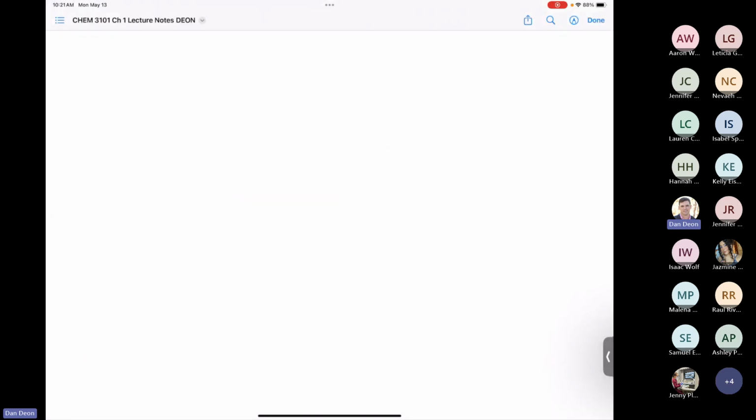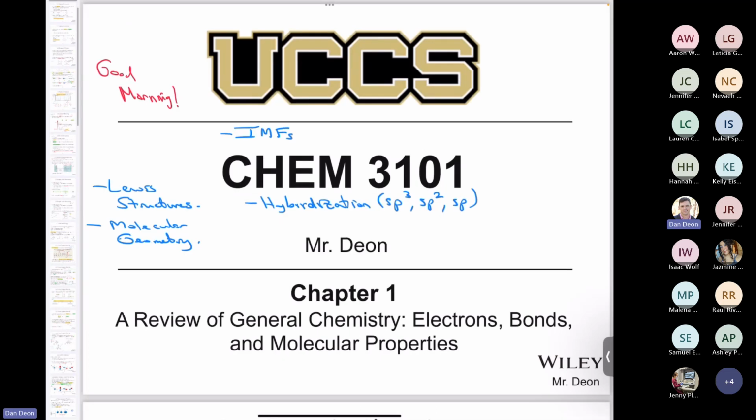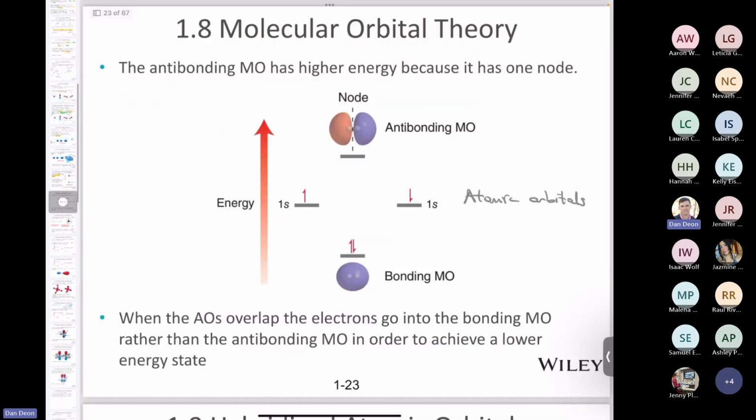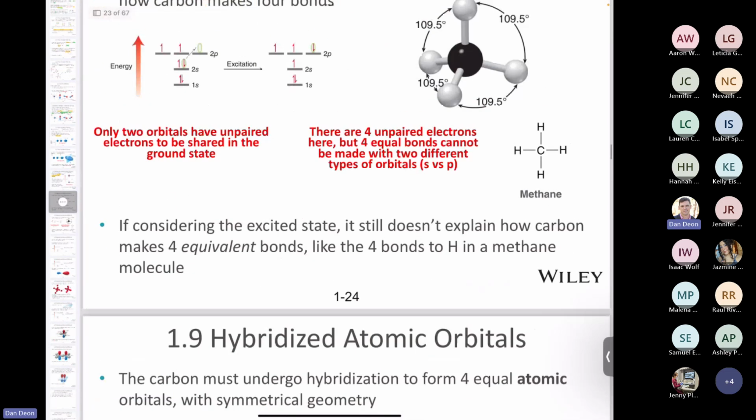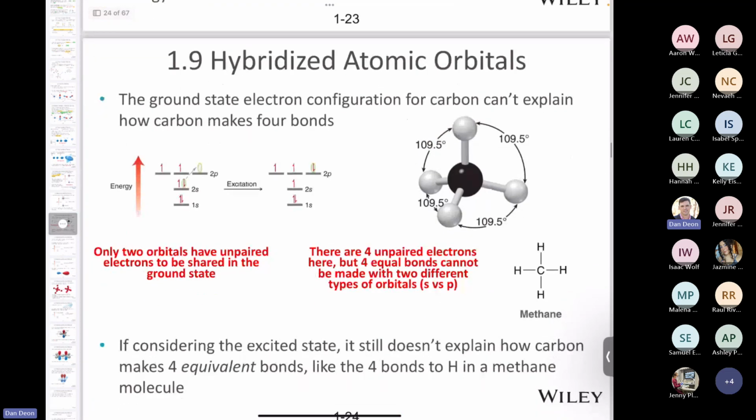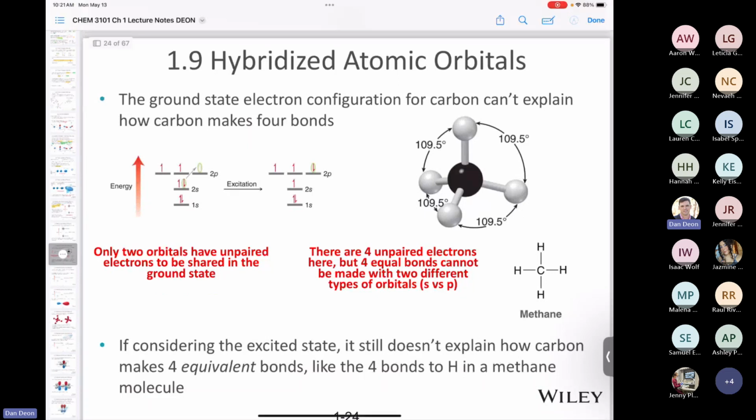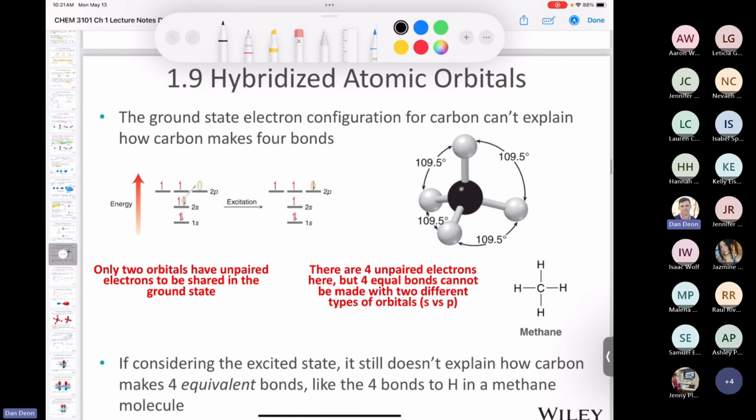But if I go back to my slides, okay, you'll see that this is covered in detail in my slides as well. So it says here the ground state electron configuration for carbon can't explain how it makes 4 bonds. So to review, what's the ground state electron configuration of carbon? It is 1s2, 2s2, 2p2. So you have 4 unpaired electrons.